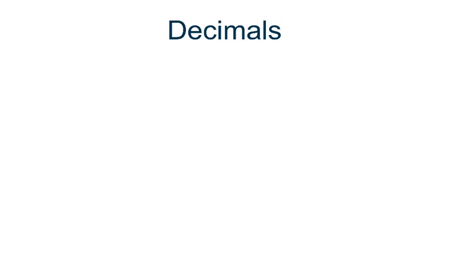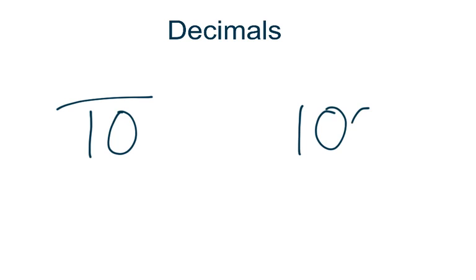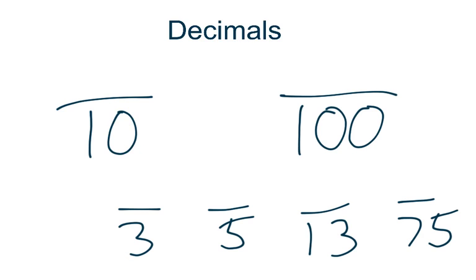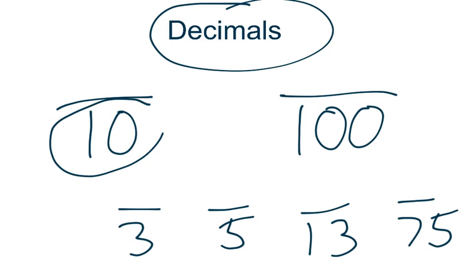Now, basically all decimals are is just another word for fractions. What makes decimals easier is that you're only dealing with 2 types of fractions. You're only going to be dealing with tenths and hundredths. Like I said, with fractions, they can be anything. They can be thirds, fifths, 13ths, 75ths, anything like that. But decimals only deal with tenths and hundredths, which I think makes them a lot easier to deal with.